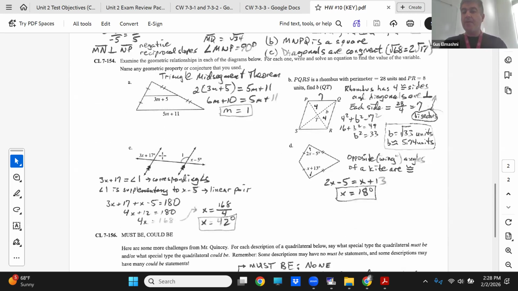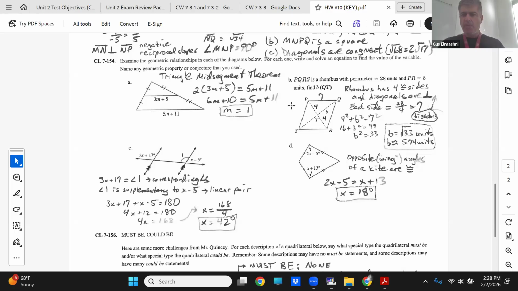Okay, we talked about this mid-segment theorem. Remember, the mid-segment is a segment that connects the midpoints of two sides of a triangle. That's always going to be half of the base, or the base is twice the mid-segment. They're also parallel, the mid-segment and the base. So you could just multiply 3n plus 5 by 2, so equal 5n plus 11, work it out. Part B, you get the same kind of thing happening there. So all is good there.